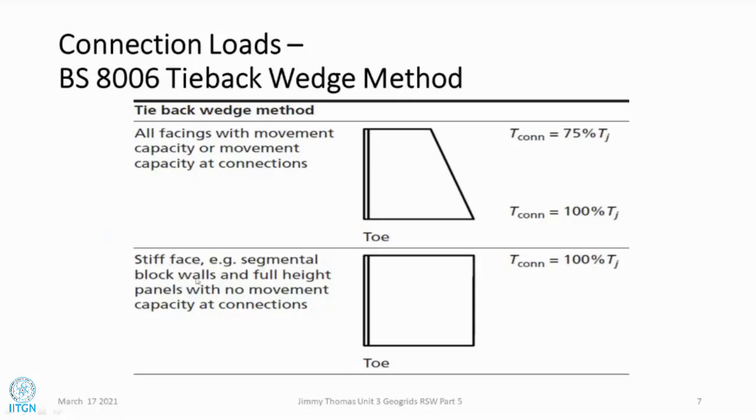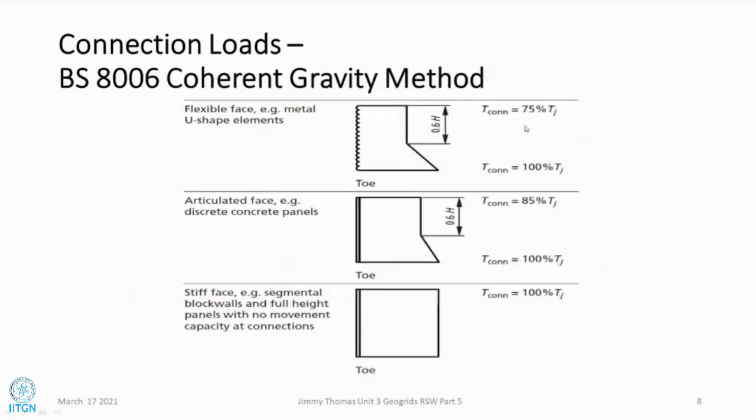Then stiff face, like segmental block walls and full height panels with no movement capacity at connections. So the connection load is considered to be 100% of the reinforcement tension. Similarly, the coherent gravity method also, we have this, like if it is flexible, 75%, then up to a depth of 0.6 h, then it becomes increased to 100% at the bottom. So if we have discrete concrete panels, it will be 85% for a depth of this much distance, that is 0.6 times height. Then at the bottom, it is 100%. So from this, we can determine the connection loads.